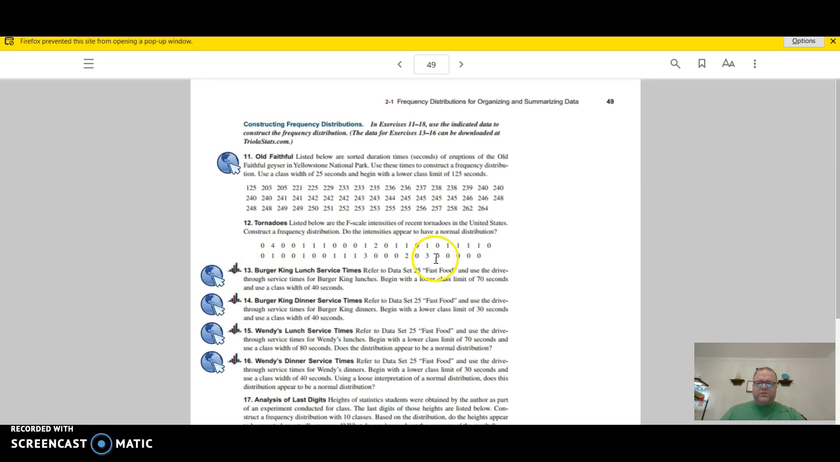So this is exercise 12 here. It says listed below are the F-scale intensities of recent tornadoes in the United States. Construct a frequency distribution. Do the intensities appear to have a normal distribution? So we're actually going to be able to do the histogram, which will give us a better picture of whether or not it follows a normal distribution. So let's go ahead and write this up. We'll first create the frequency distribution, and then we'll go ahead and do the histogram.